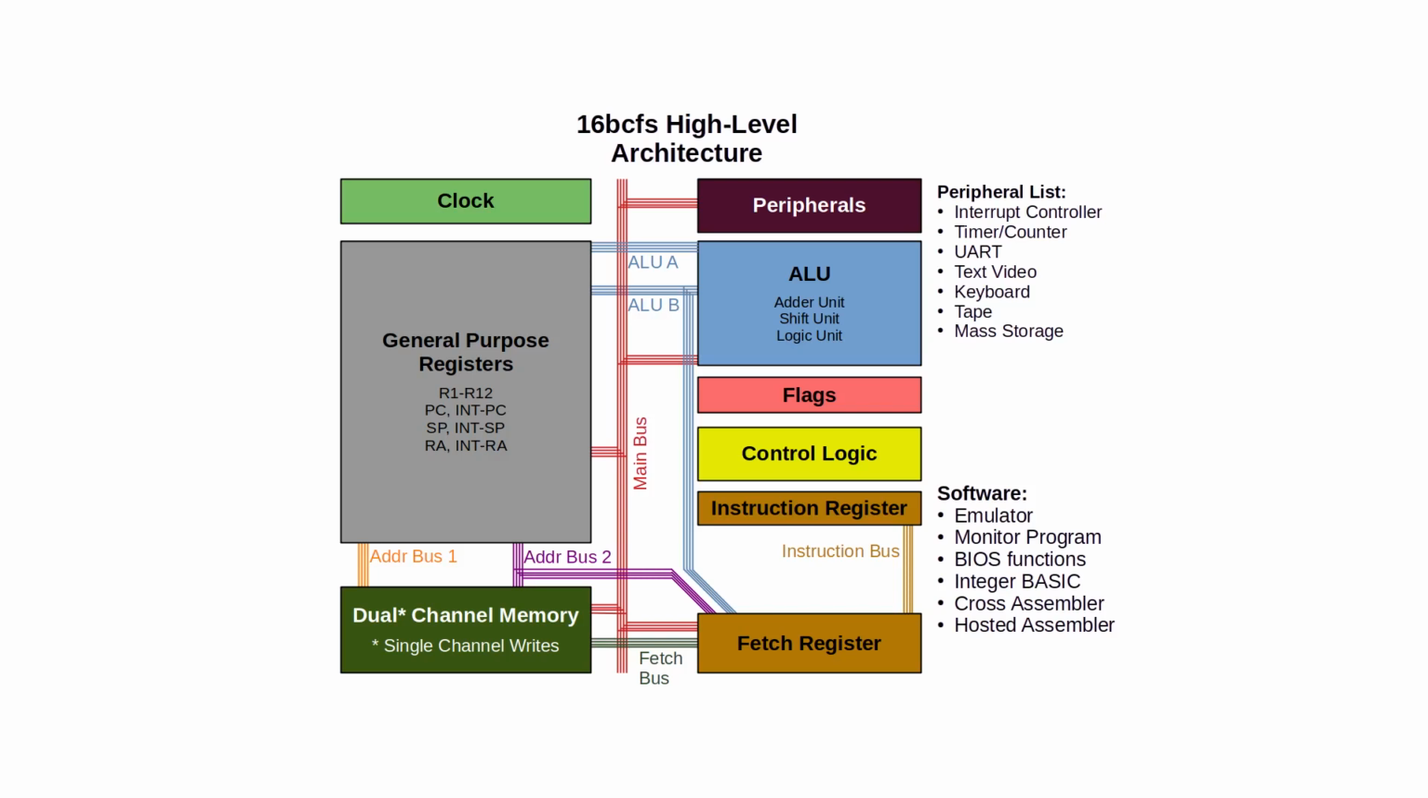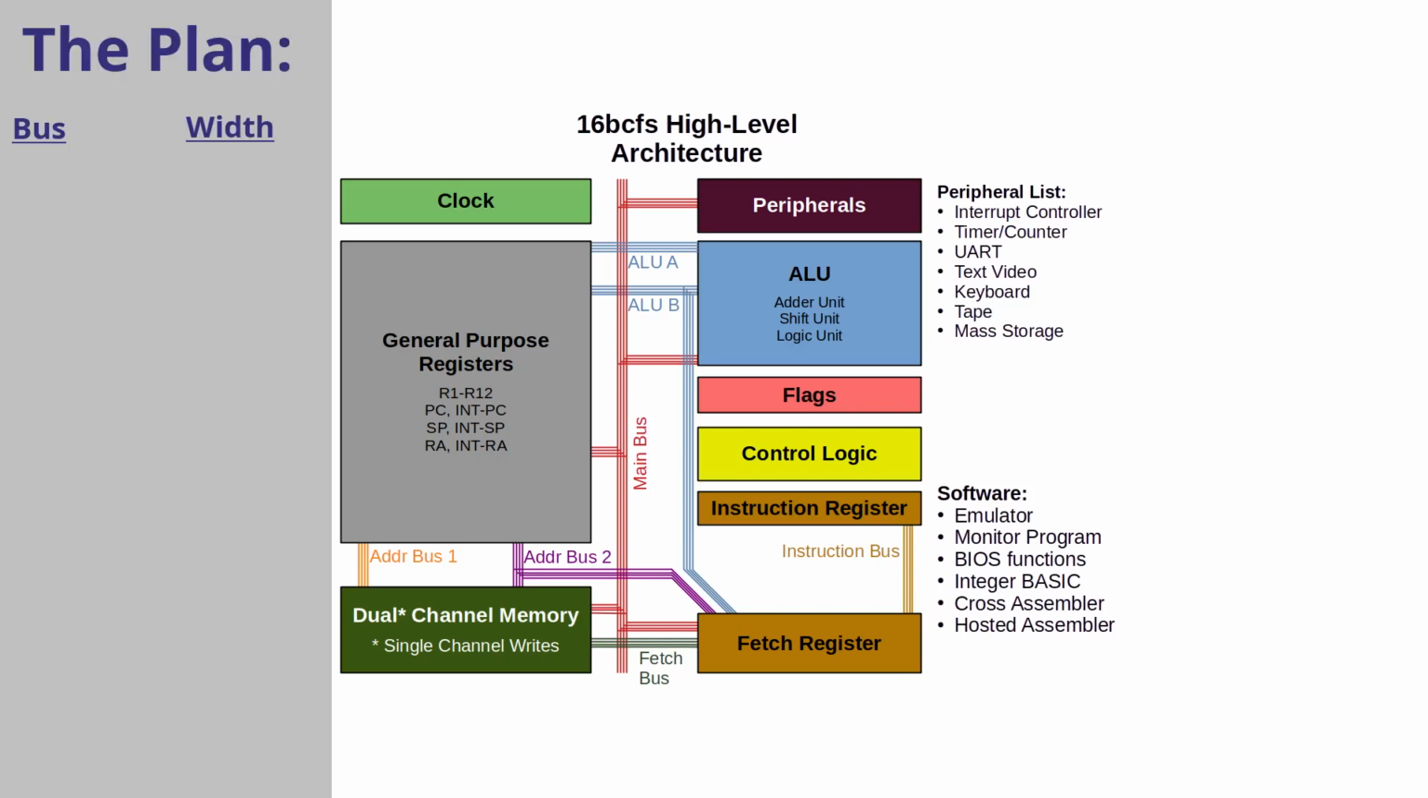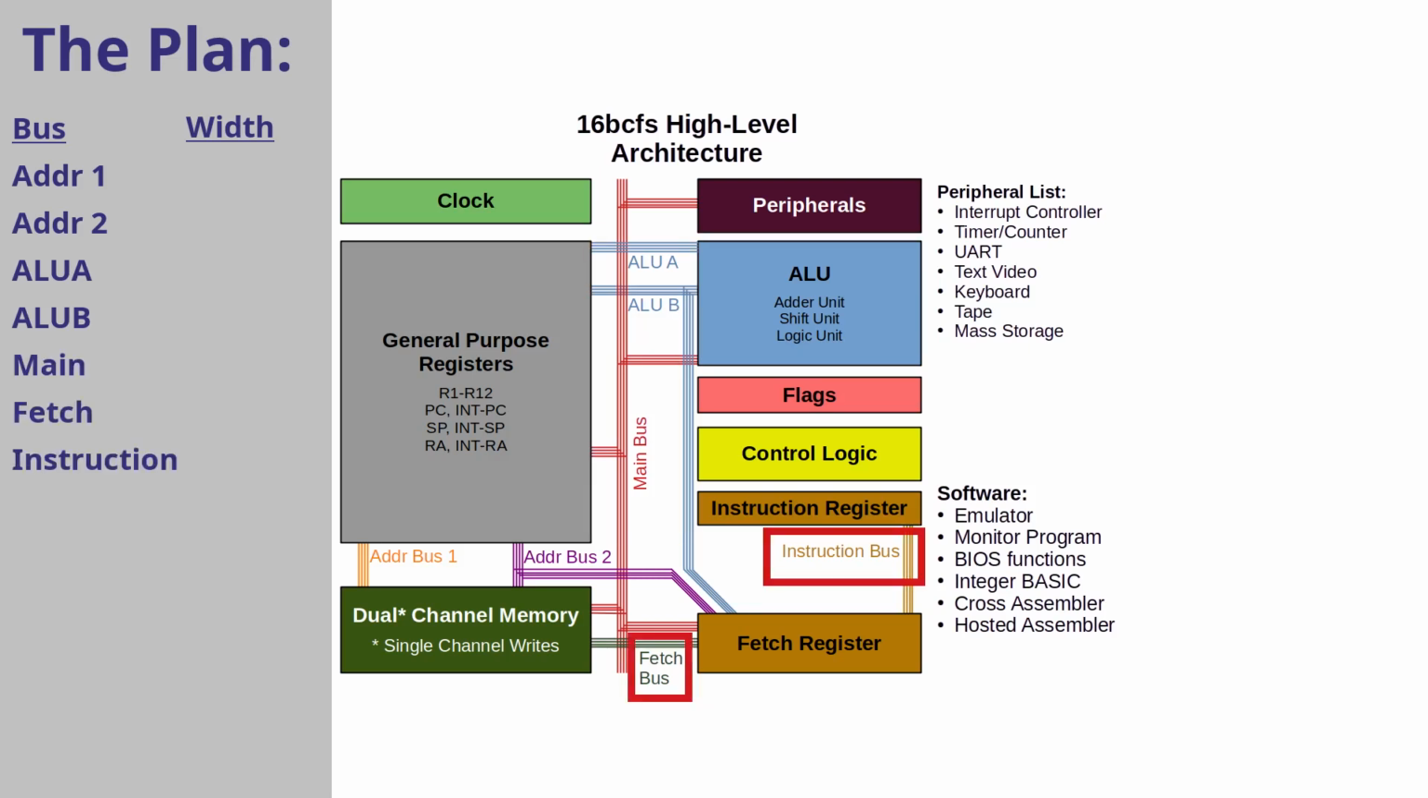Okay, you've seen this drawing in the background at the beginning of each segment. It's there not just to help frame what it is that we're working on, but it actually really is the high-level design of the computer that I'm working on. In here, I show 7 buses: address bus 1 and 2, ALU A and B, the main bus, a fetch bus, and an instruction bus.